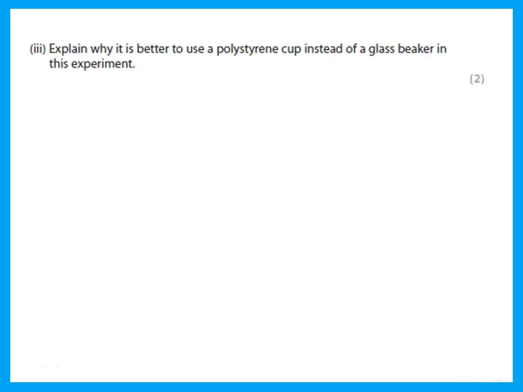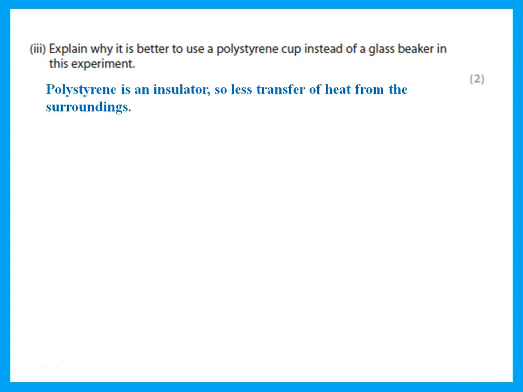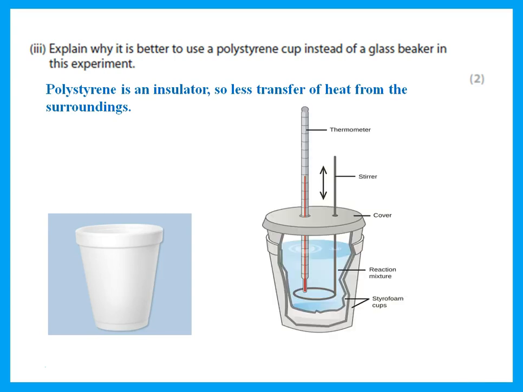Explain why it is better to use a polystyrene cup instead of a glass beaker. Remember, if we're doing any experiment that involves measuring temperature, then it is much better to do it in a polystyrene cup, because the polystyrene cup is an insulator. So there is less transfer of heat. In this case, actually, the temperature went down. So this is an endothermic reaction.